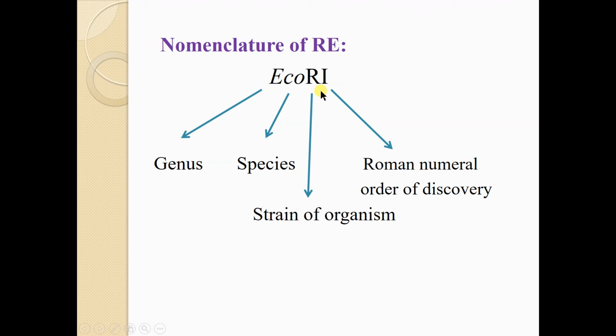This is EcoRI. So how do they give us the name? The first two letters are in italics, the third is a capital letter, and the last letter is a Roman numeral. Roman numerals are used.